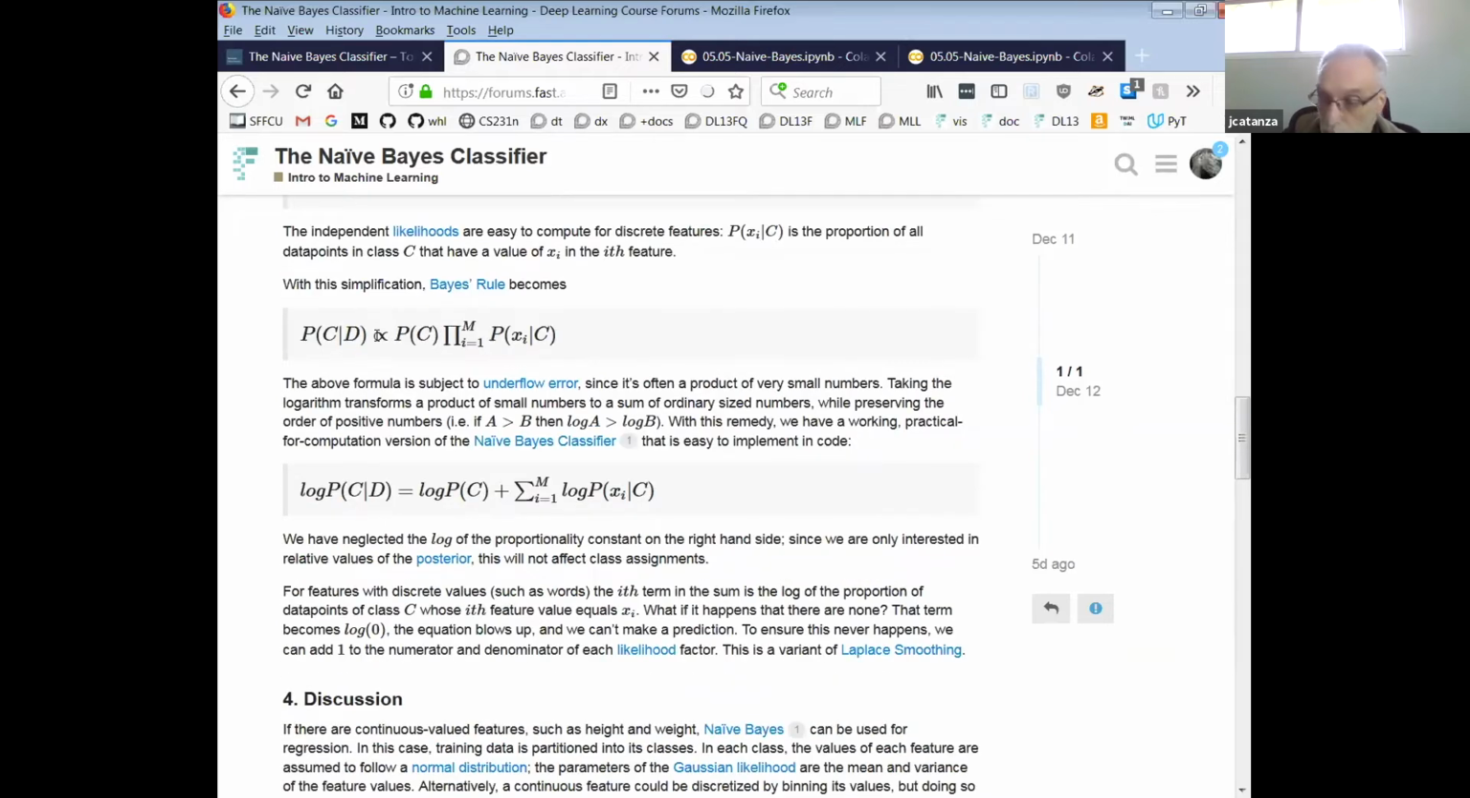I've neglected the proportionality constant because we don't really care about the offset. The proportionality constant becomes an offset when you take the log. And if we're just looking for the maximum of the conditional probability, then you don't care about that offset. So now this is the naive Bayes classifier in a form that you can actually use.